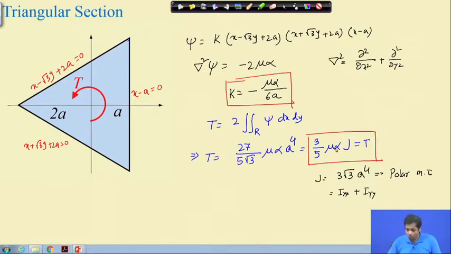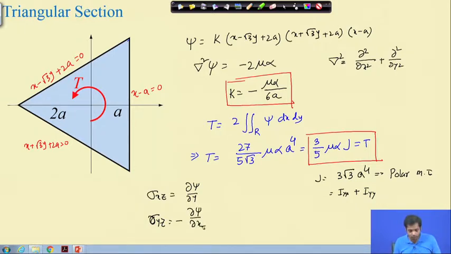Now, once we have that, let us find out what is the distribution of stresses. Recall that the only non-zero stresses are sigma xz and sigma yz, all other stresses are 0, because we are only considering the torsion. The non-zero stress components are related to the stress function. That relation is, if you recall, sigma xz is equal to del psi del y, and sigma yz is equal to minus del psi del x.